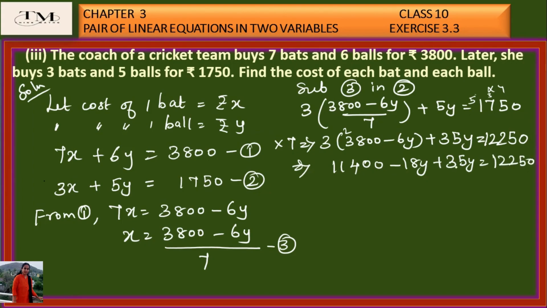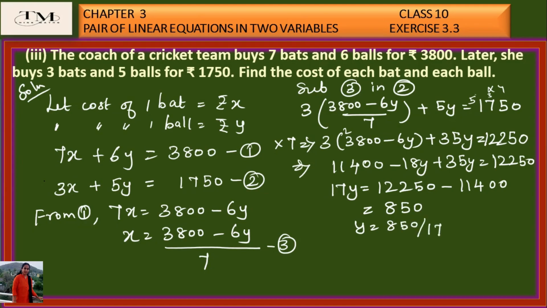12250. So 35 minus 18y is 17y. So 17y equal to 12250. This plus value will become minus 11400. So if you subtract this value, you will get 850. So y will be equal to 850 divided by 17.